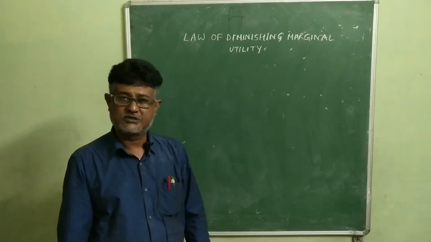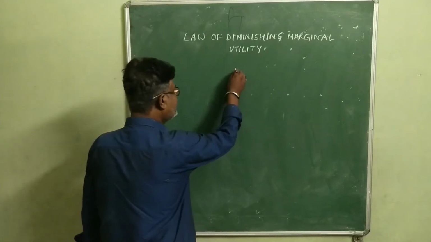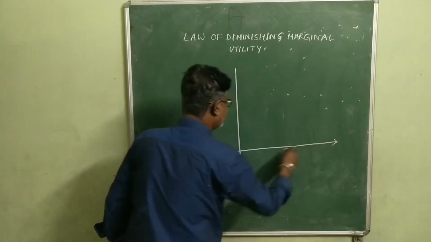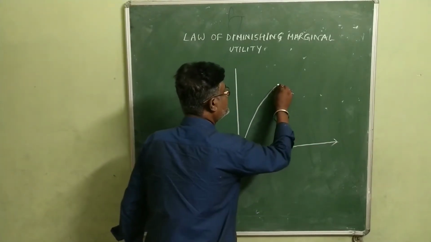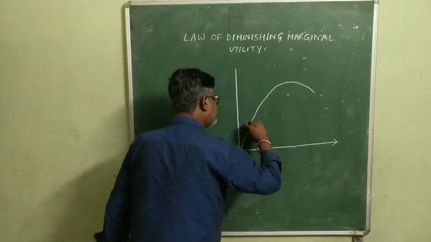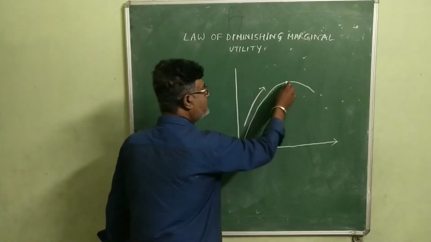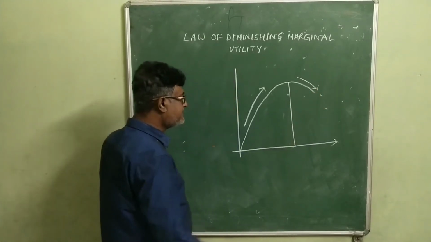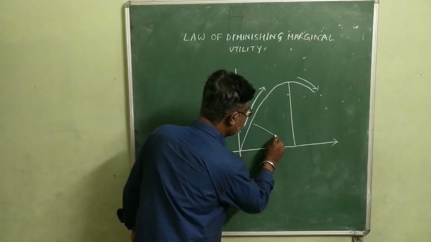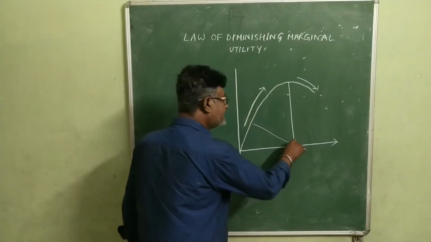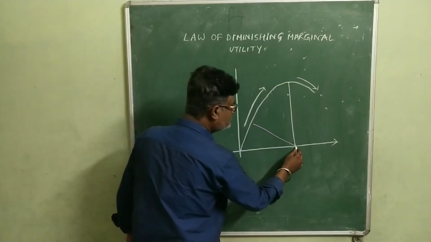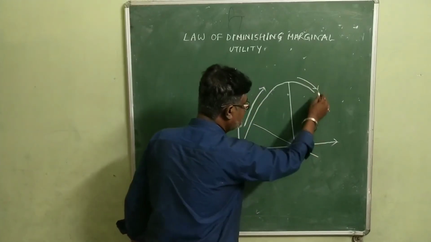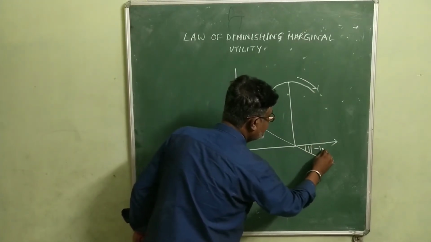the theory was postulated, and here he states that total utility initially increases at a decreasing rate. So the total utility curve will be increasing in this manner. It will reach its maximum and then it will start declining. As a result, what happens? The marginal utility initially declines, and the point where total utility is maximum, at that point marginal utility is 0, and thereafter when total utility falls, marginal utility becomes negative.